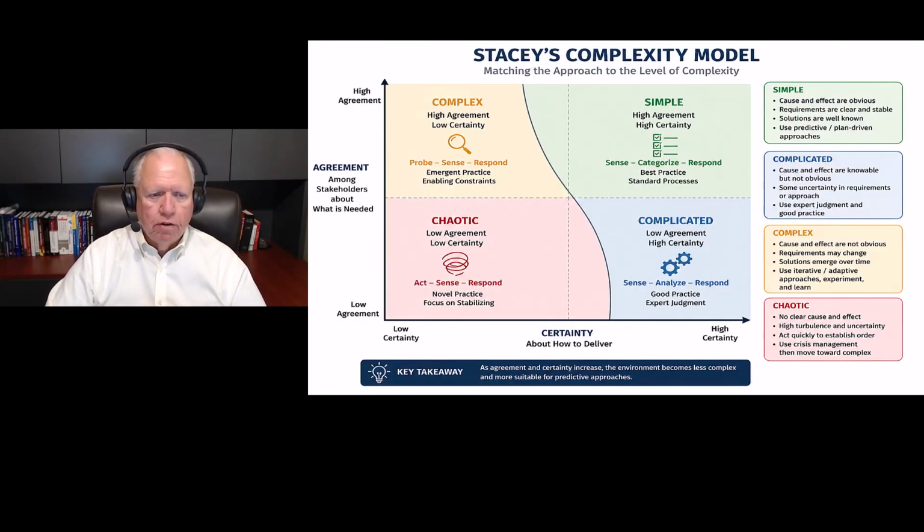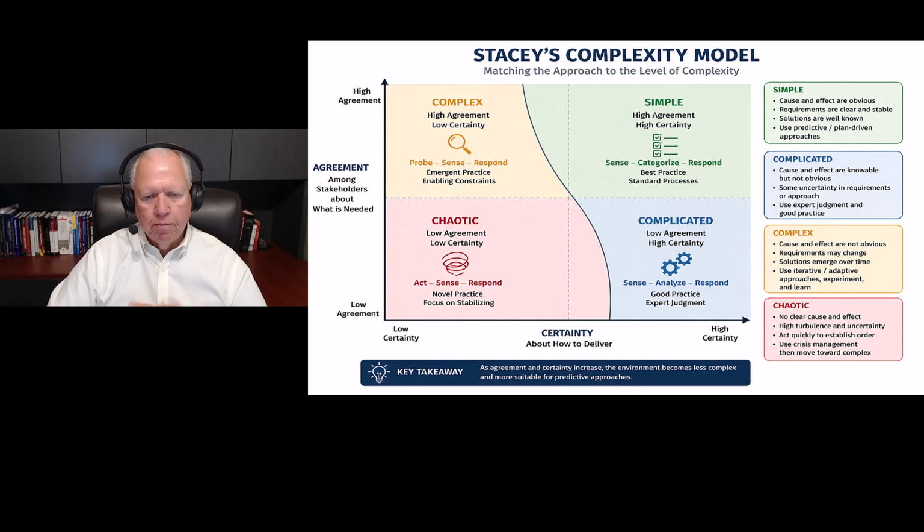So you'll notice here that you have 4 quadrants as you're looking at certainty compared to agreement. At the bottom, where you have low certainty and low agreement, you're looking at chaotic. The approach is going to be act, sense, and respond. Very chaotic. As you look at high certainty and low agreement, it's complicated. So you still have sense, analyze, and respond. Good practice, expert judgment, but once again, it's a little bit of a challenge.